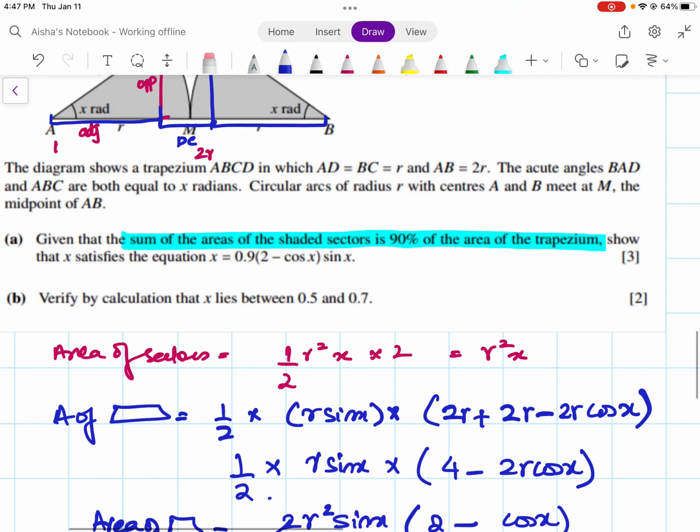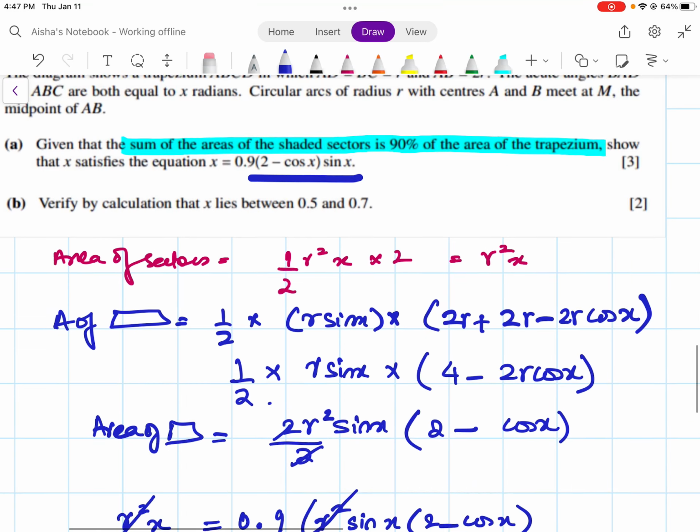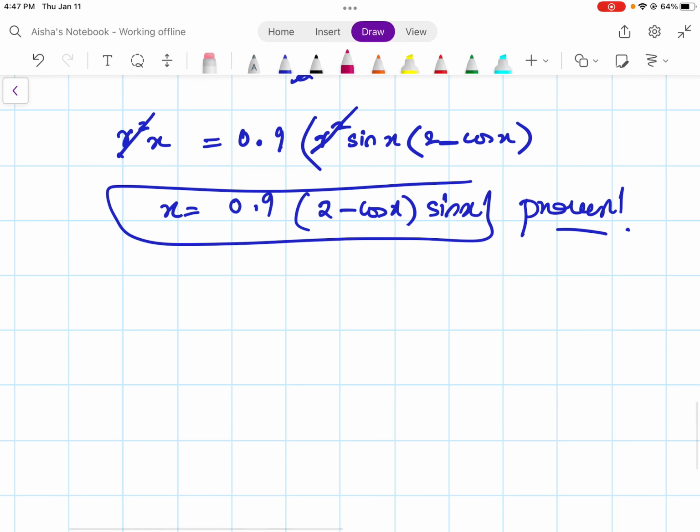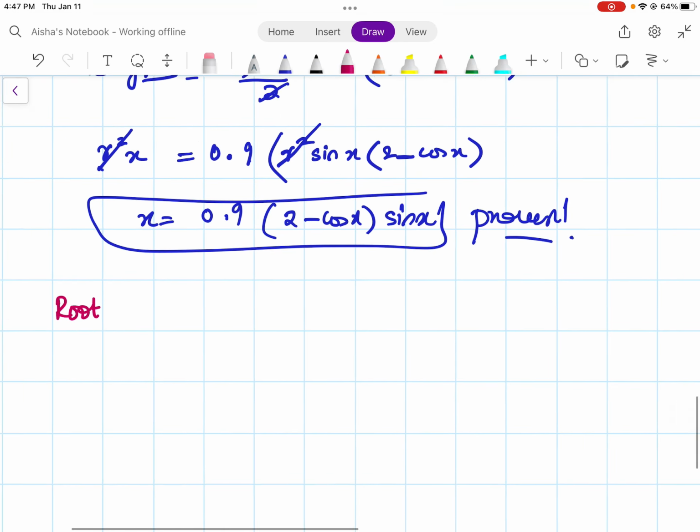This is what they want you to prove. Does it make sense? Yes? Verify by calculation. The root lies between 0.5 and 0.7. We said that the root, what is the root? X-intercept.